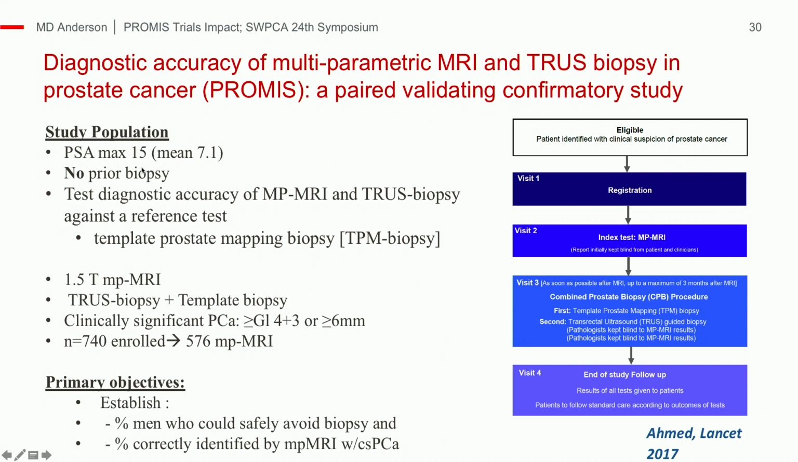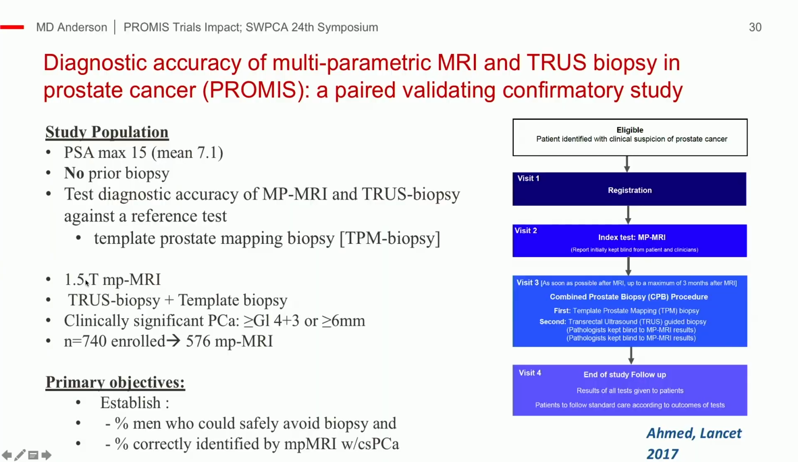They could have a PSA of up to 15, and what the study essentially did was test the diagnostic accuracy of multiparametric MRI and trust biopsy against a template prostate biopsy, which was the reference test, is really what it should say there. So it was a fusion biopsy versus a trust biopsy using a template biopsy, which Dr. Crawford briefly showed in his first talk, as the reference. So whatever the findings were on the template mapping biopsy that was performed transperineally, that was considered the gold standard.